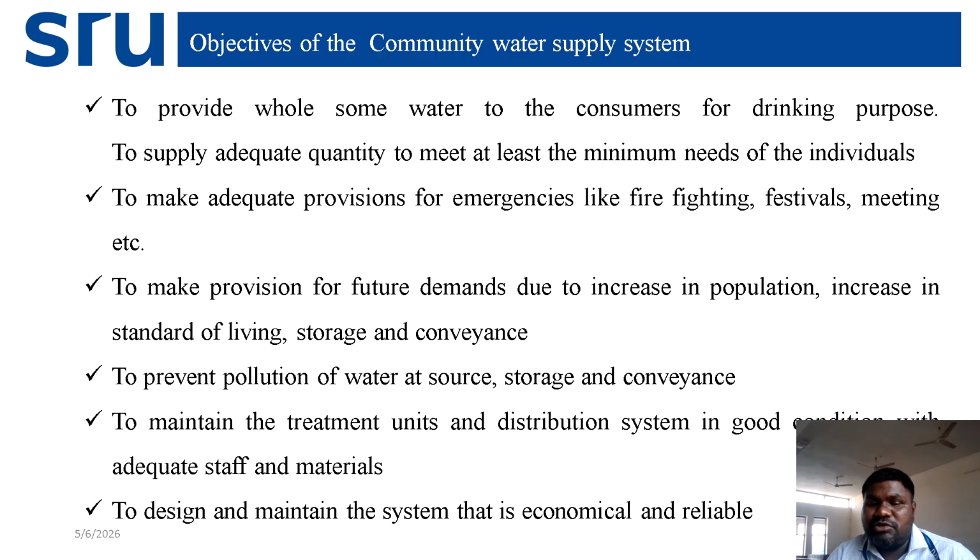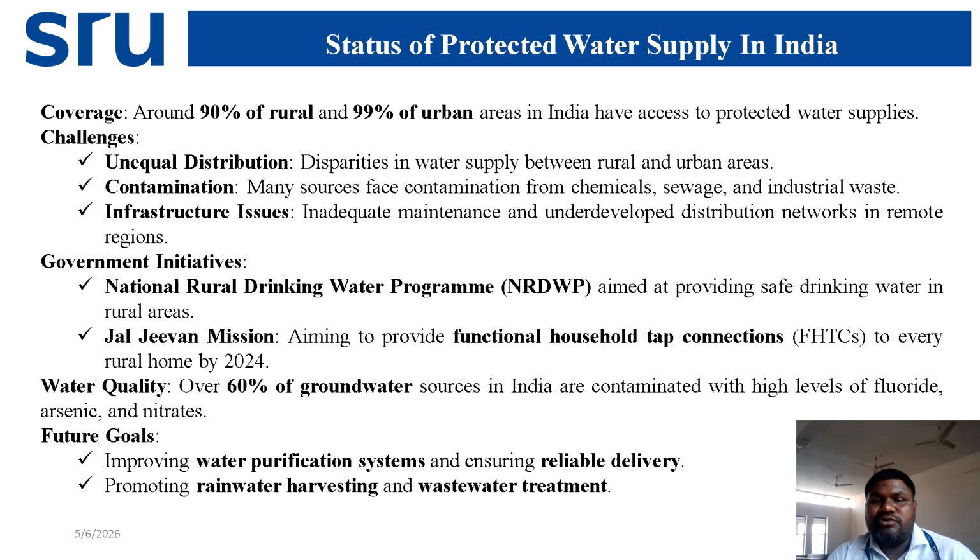The last objective is to design and maintain a system that is economical and reliable. These are the objectives of a community water supply system. So what is the status of protected water supplies in India? We need to provide the quality and quantity, and we also need to consider some factors, that's why we need to provide some extra amount.